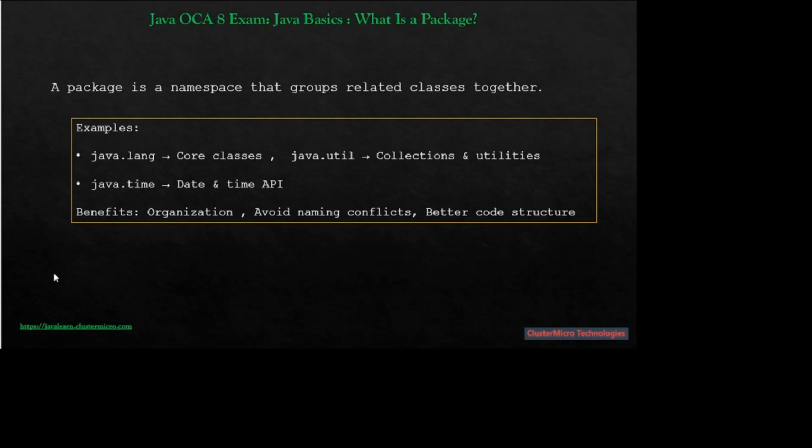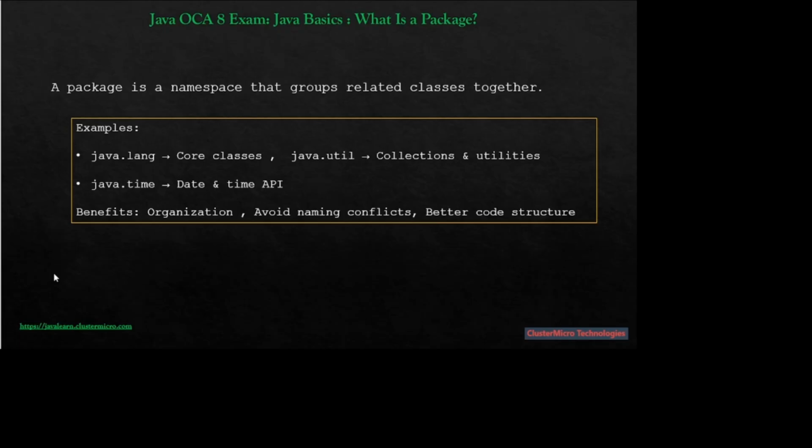So why do packages exist? Like we said, organization, right? You can keep related classes together. And naming conflicts also. You can have two classes with the same name in different packages, and it will not matter. But while importing, we are going to discuss how to import them. If you have two classes called Date in java.util and java.sql, how to import them, we are going to discuss later.